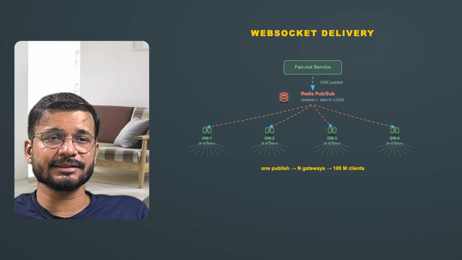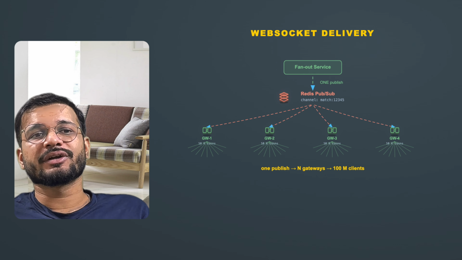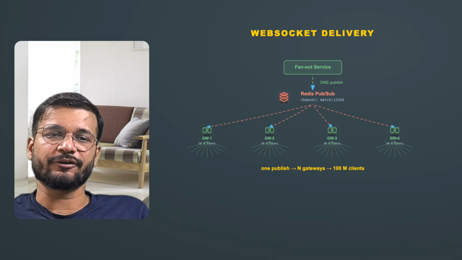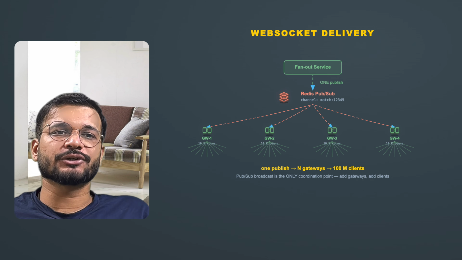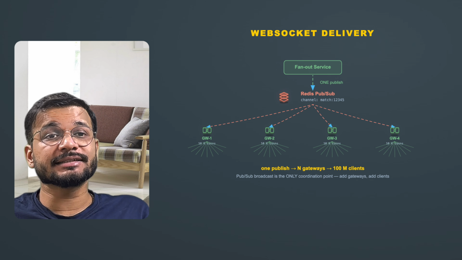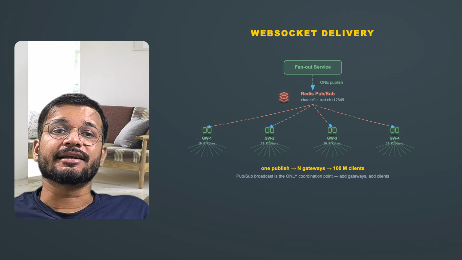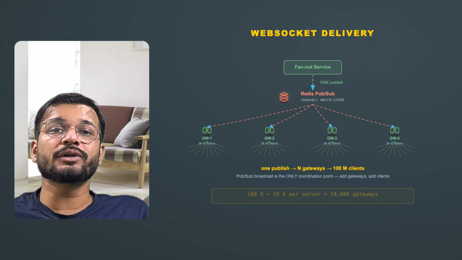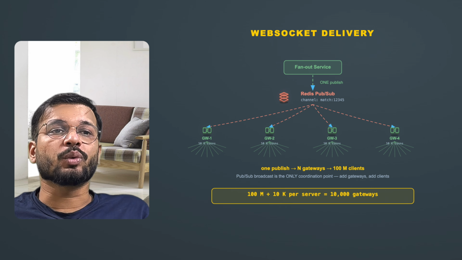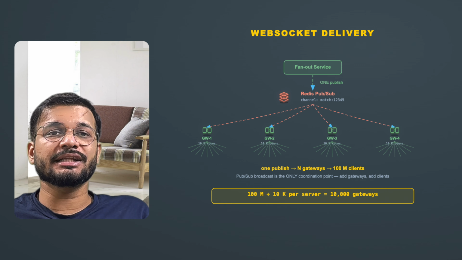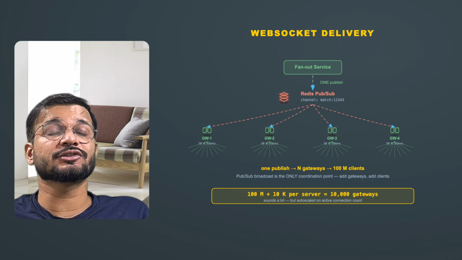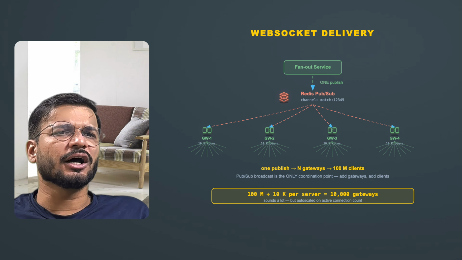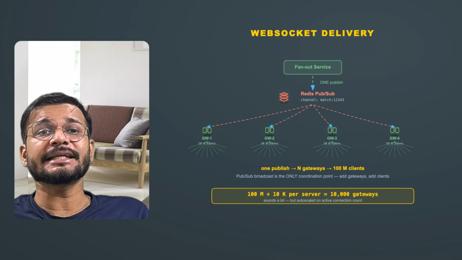Now a single Redis PubSub publish triggers delivery to every gateway. Each gateway handles its own clients. This scales horizontally, and when we add more gateways, it handles more clients. The Redis PubSub broadcast is the only coordination point here. Now, for 100 million concurrent connections, we need around 10,000 gateway servers, assuming 10,000 connections per server. This sounds like a lot, but with auto-scaling groups keyed to active connection count, it is manageable.